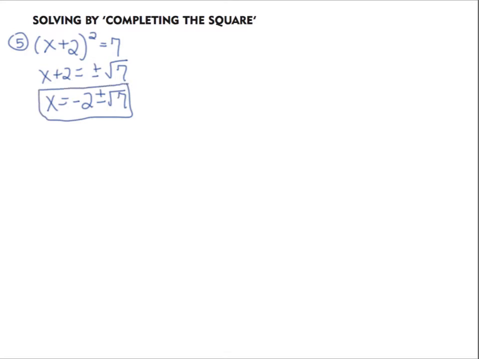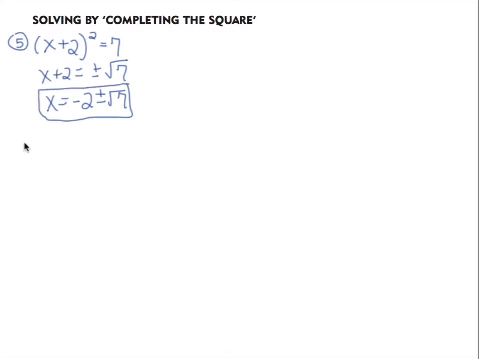Next, we're going to look at our second way of solving quadratic equations, and that's by the process called completing the square. I'm going to do this through examples. So let's look at example number 5. We have x plus 2 quantity squared is equal to 7. So this is already in completed the square form. So all we have to do is get the x by itself by taking the square root of each side, subtracting the 2, and then simplifying the radical if possible.